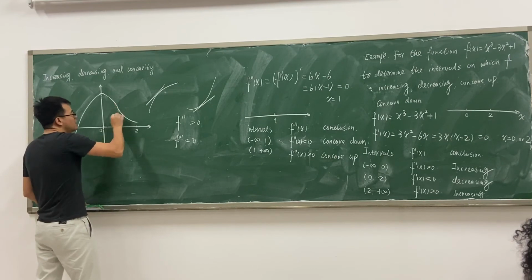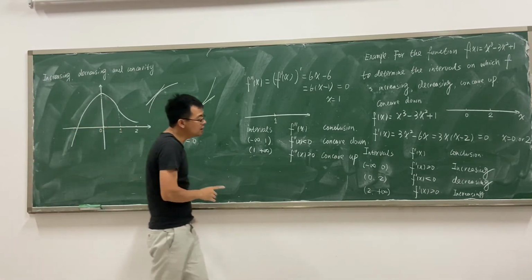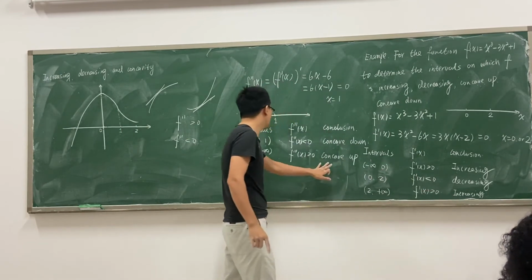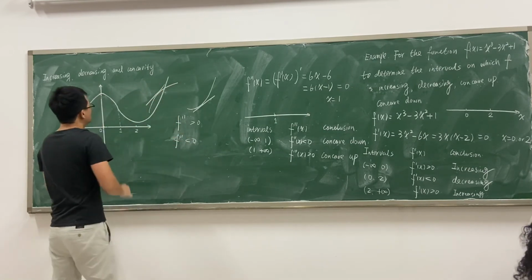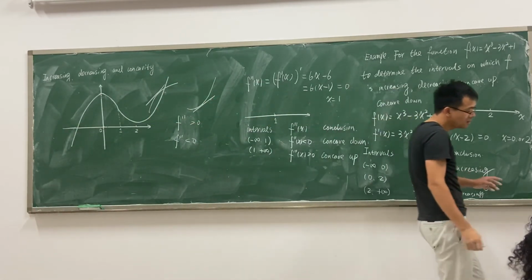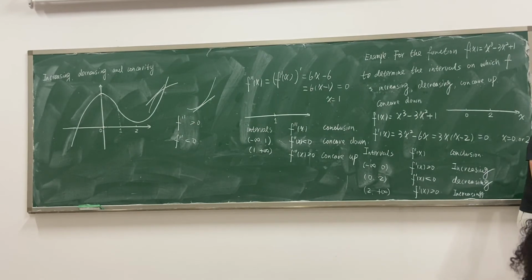And from 2 to infinity it is increasing and concave up. So here like this. So we can see it's not one step, but we can see on page 213 the figure 5.1.9. We can see the graph like this.